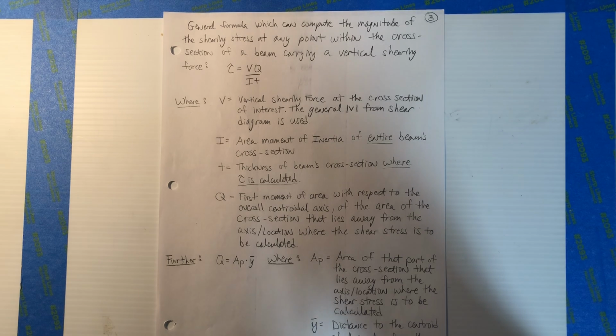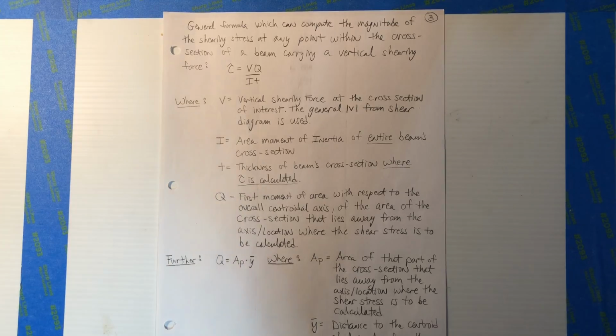It's the first moment of area, and here's a mouthful, right? Try to take it in small pieces. It's the first moment of area with respect to the overall centroidal axis of the area of the cross-section that lies away from the axis where the shear stress is to be calculated. Basically, what that means, and I made a little figure here, right?